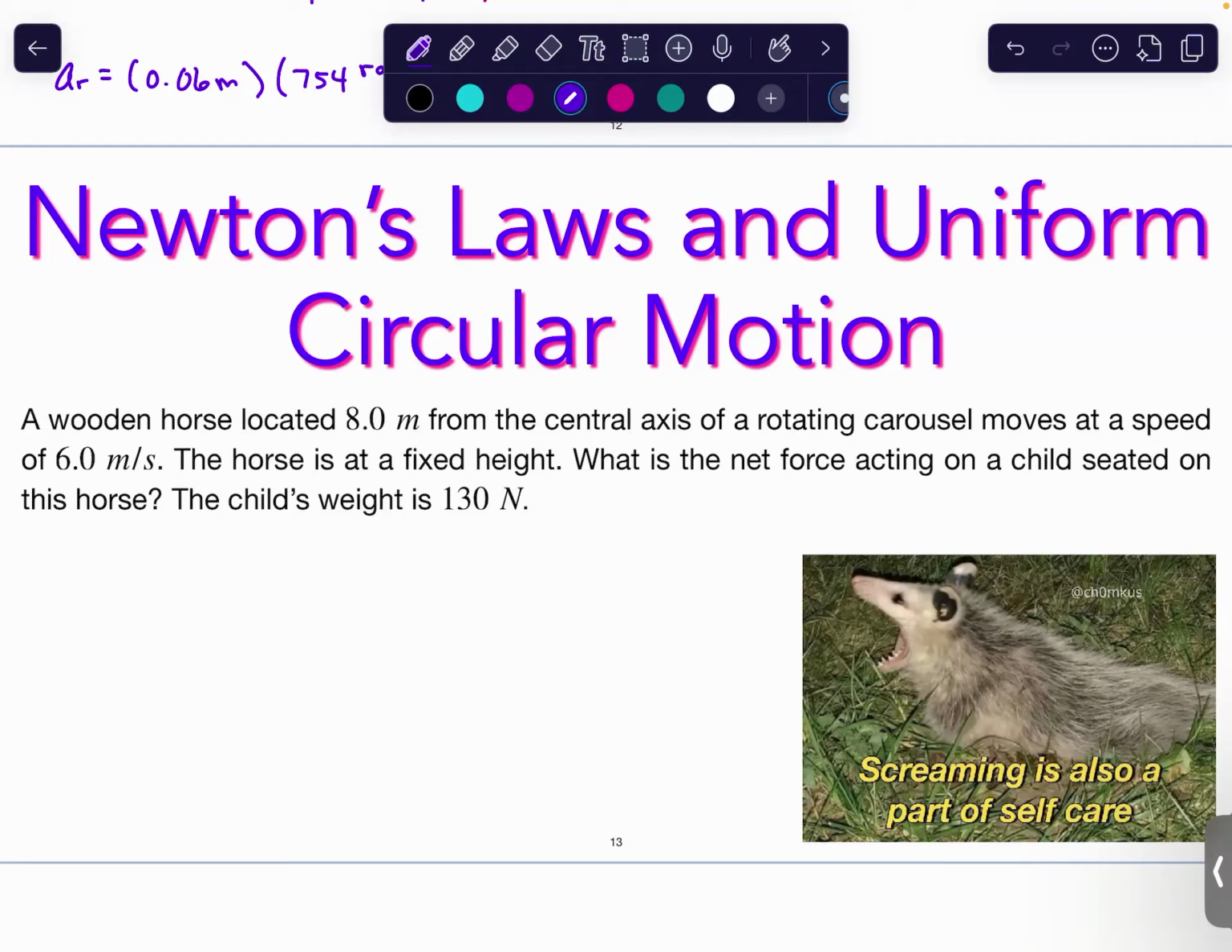Yeah, we're talking about uniform circular motion. We're going to talk about both uniform and non-uniform circular motion. There's only one difference between the two. Uniform circular motion means your velocity is exactly the same at every point around the circle, your linear velocity.